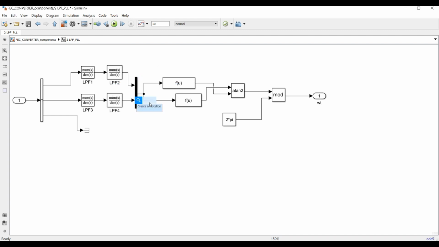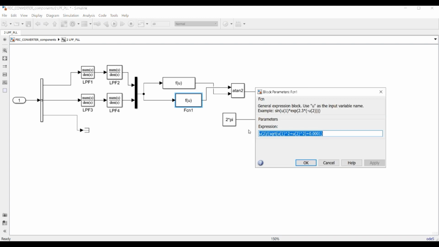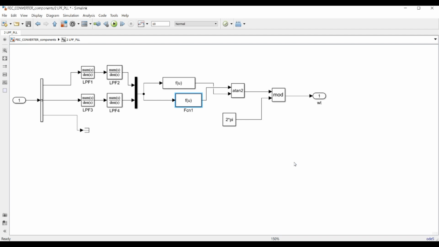And this one is y. Okay, so the function one here is x divided by square root of x square plus y square. So that is what is written over here. And similarly here this is y divided by square root of x square plus y square. Okay, so this will give me the sine and this will give me the cos. So sine by cos will be tan, and this is inverse of tan.